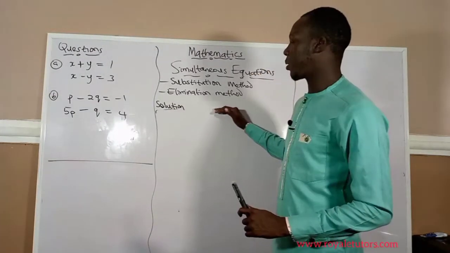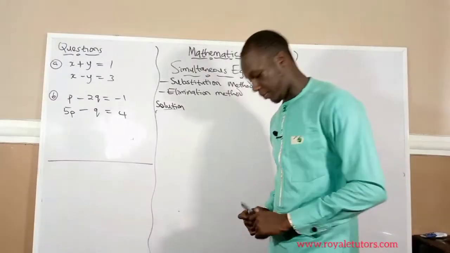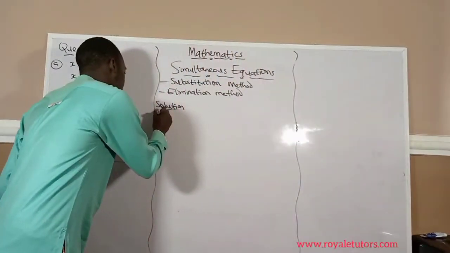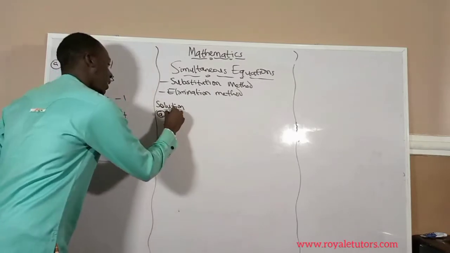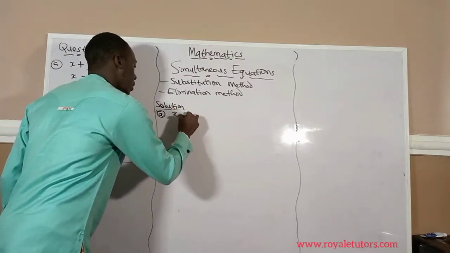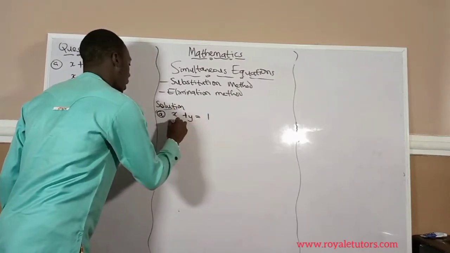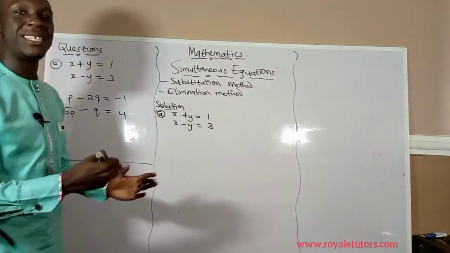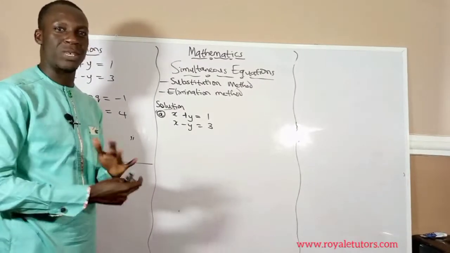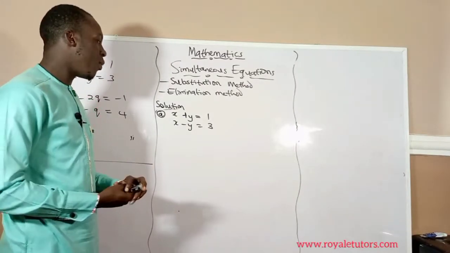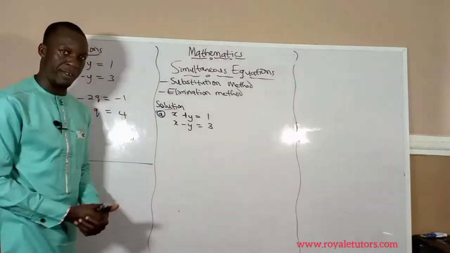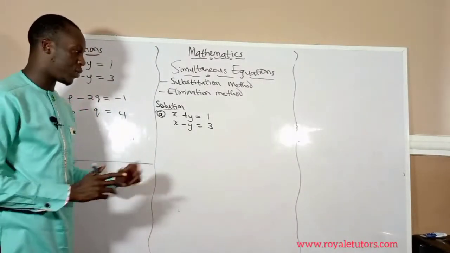So today we're going to be talking about the elimination method. All right. Our first question here is x plus y is equal to 1 and x minus y is equal to 3. Now, what does eliminate mean? It simply means you want to kill or remove. When we say we want to eliminate, it means we are eliminating one of the two variables.